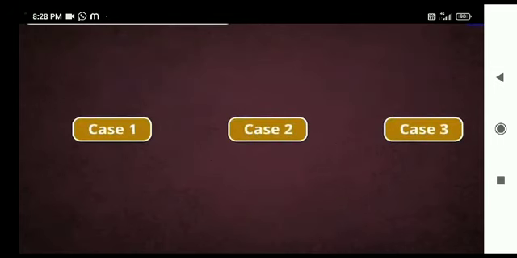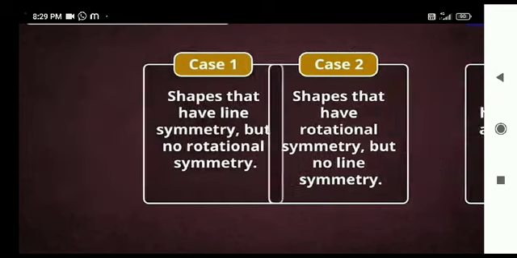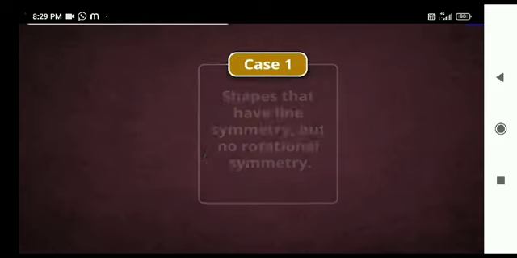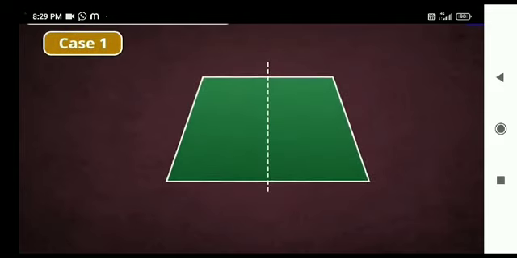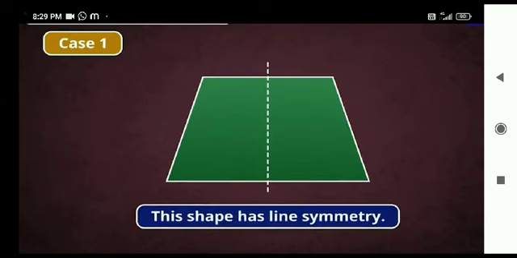Let's now look at some shapes that have different types of symmetry. Case 1. Shapes that have line symmetry but no rotational symmetry. Do you see the line that divides the shape into two equal parts? This means that this shape has line symmetry.